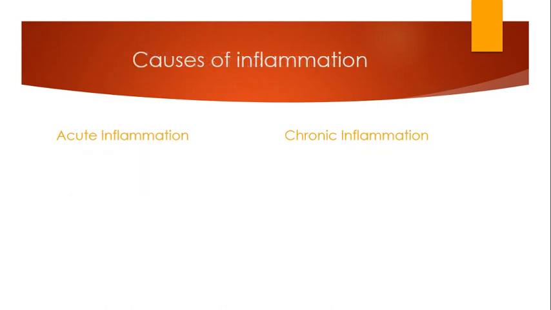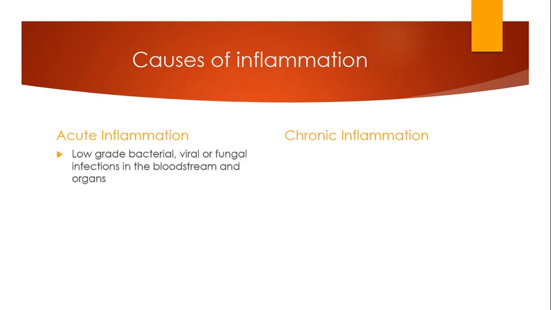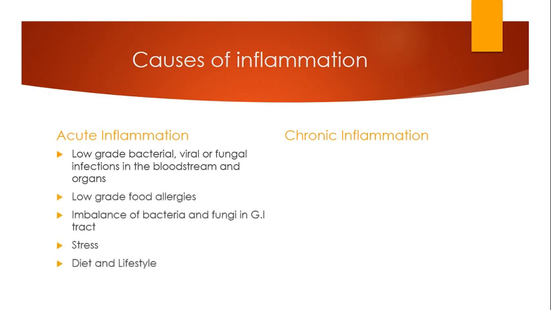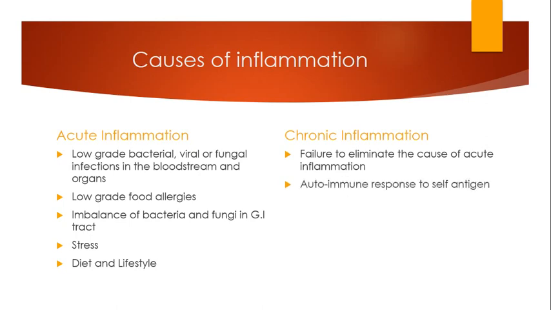Causes of acute inflammation include low-grade bacterial, viral, or fungal infections in the bloodstream and organs, low-grade food allergies, stress, diet, and lifestyle. Chronic inflammation is caused by the failure to eliminate what caused acute inflammation or an autoimmune response.